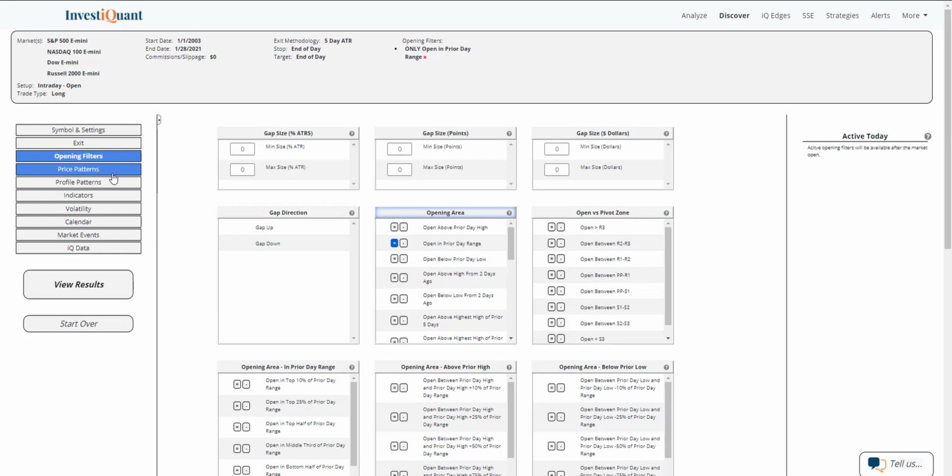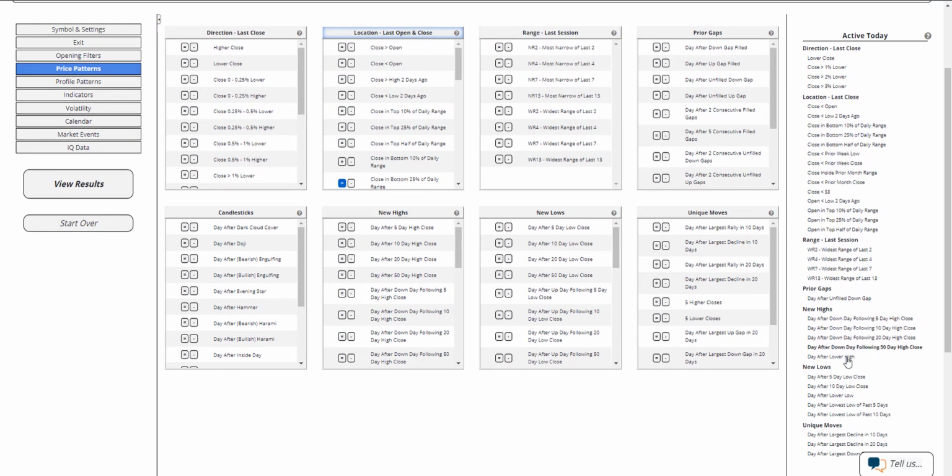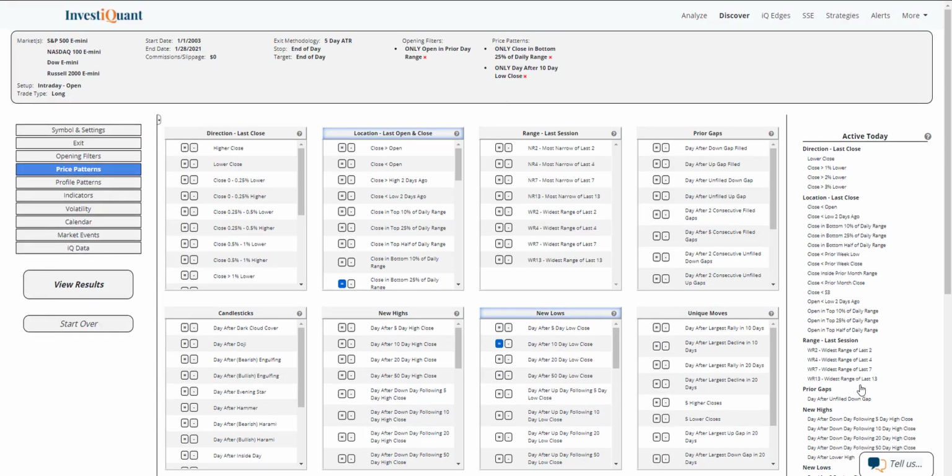Next, I'm going to go into price patterns, and I'm going to describe yesterday's action as closing in the bottom 25% of the daily range. I'm going to grab the patterns from the active today section over here. So I'm going to come down to the location of the last close, and I'm going to say that it was in the bottom 25% of the daily range. And then I'm also going to scroll down to this new lows section. It was a 10-day low close. I'm going to go ahead and add that to the price pattern as well.